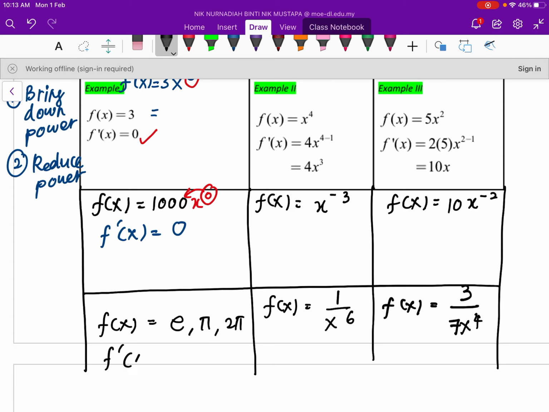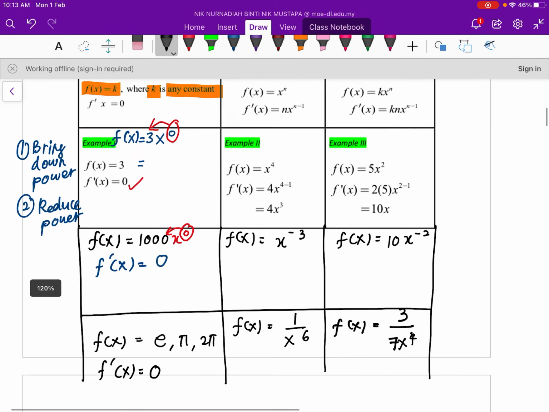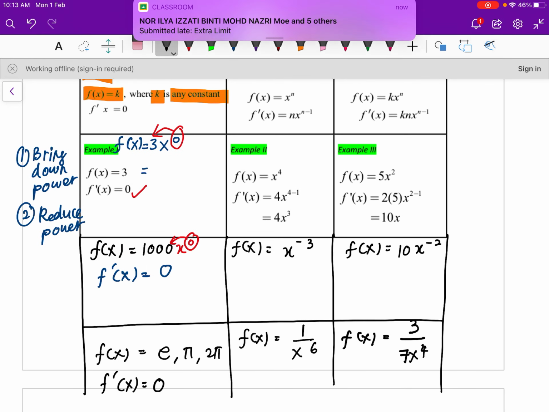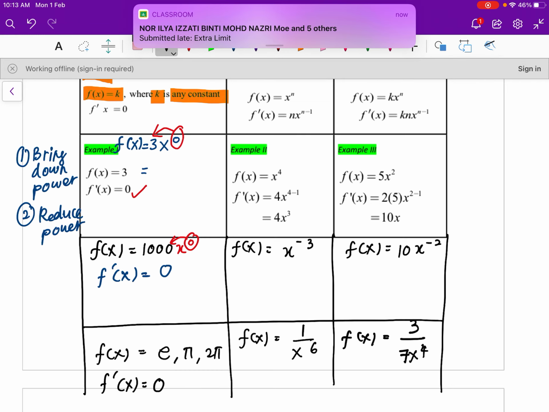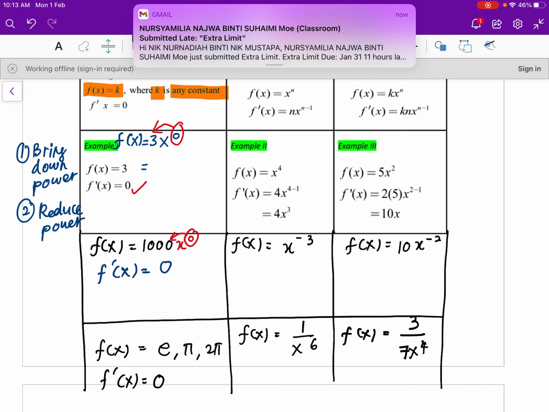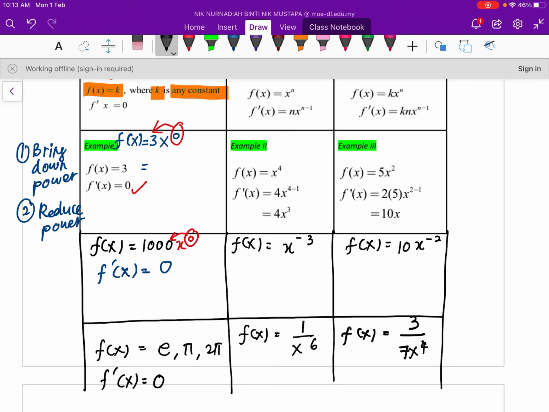Bila kita differentiate y, actually e multiplied by x to the power of 0. So when we bring down the 0 multiplied by the e, it will become 0. Okay, so for constant, any constant, when we differentiate, we will directly get 0. Okay, now we go to case 2. When we have f(x) equal to x to the power of n, and then the f prime x will become nx to the power of n minus 1.